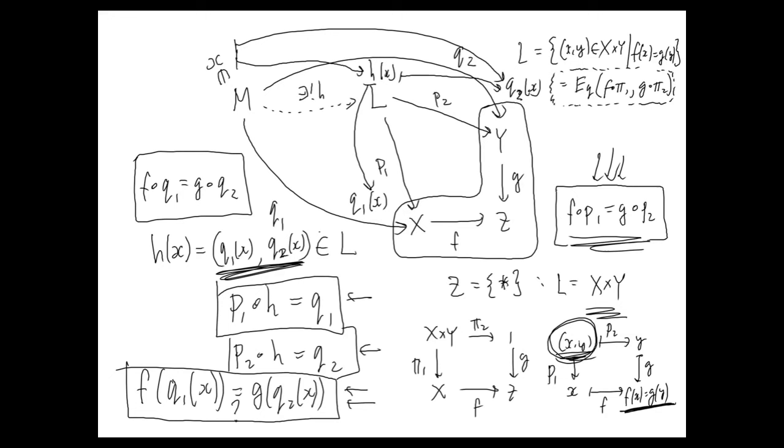Do we have exactly one h, making those equalities hold? Well, yes, because as we said, these equalities force h to be defined the way we defined it. So there can't be any other way of defining h, not even for any specific element. For every x, h of x was forced to be that thing there. So we get that there is a unique h, thus proving that the limit of this special diagram will be the set of (x, y) such that f of x equals g of y.